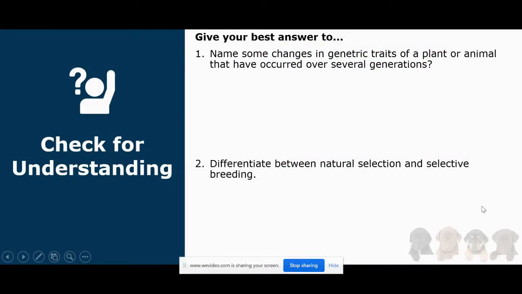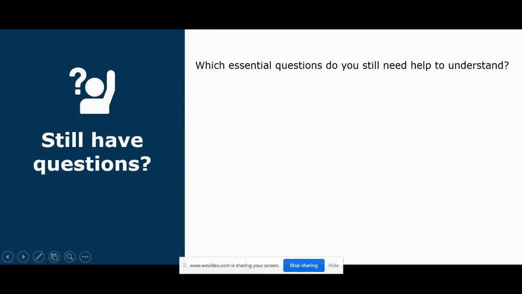So go ahead and answer the questions, giving the answers to the essential questions at the beginning. If you still need help, make sure to answer it on the last slide of your student version, and we will go over it in class.